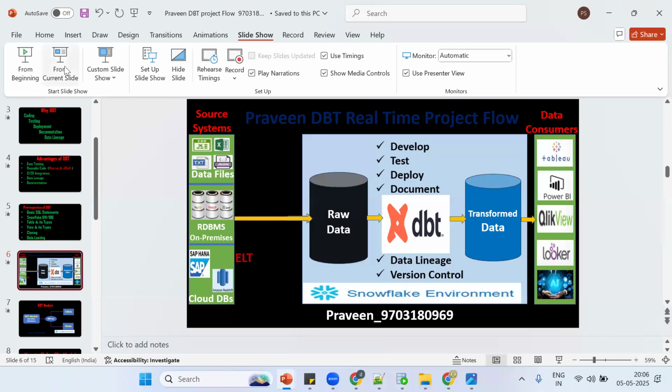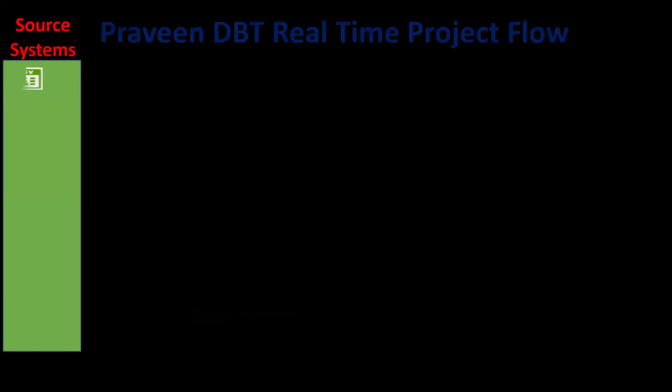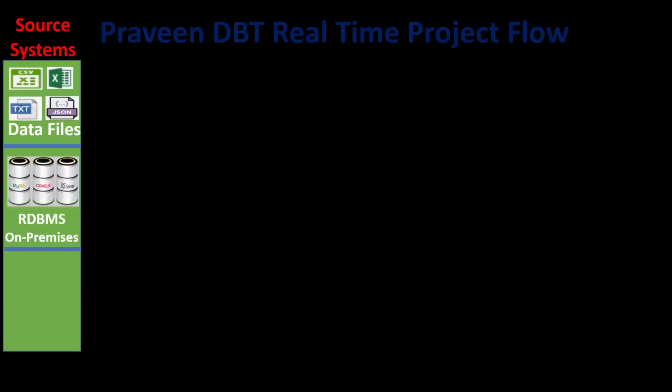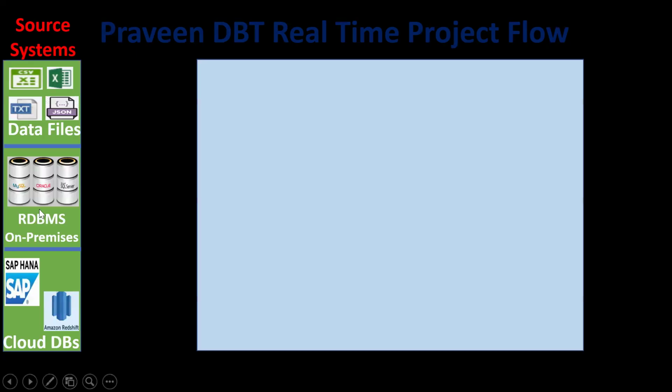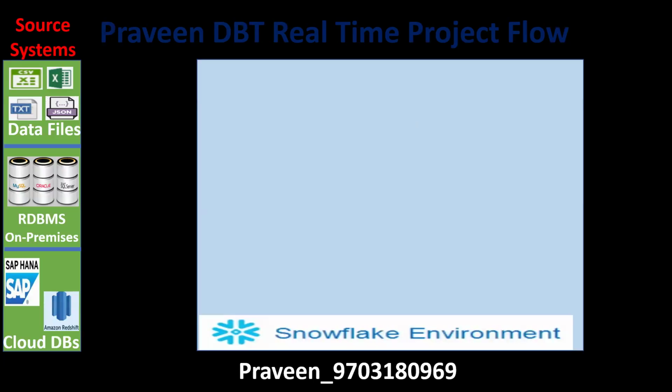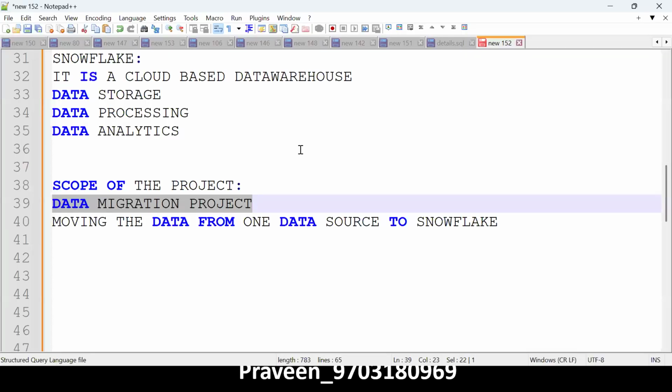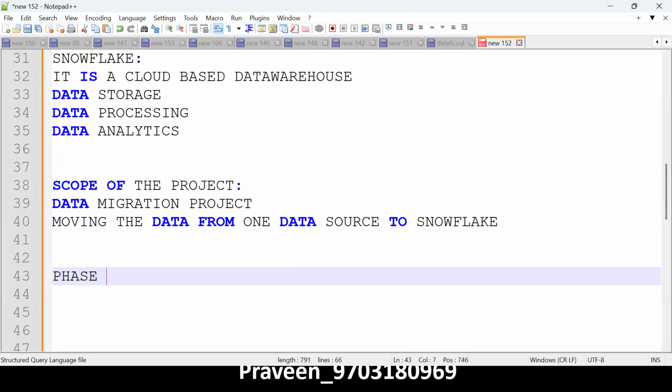Okay, see the same thing. Now see, my data is sitting on-premises or in a cloud system. We want to move this data from here to Snowflake. Tell me, moving the data from on-premises or cloud to Snowflake is called what? Data migration. So what exactly are we trying to migrate? See, there will be phases.